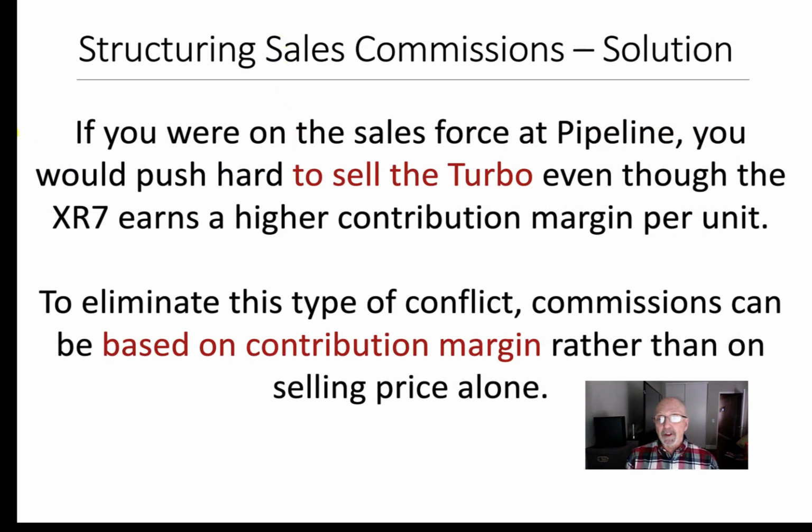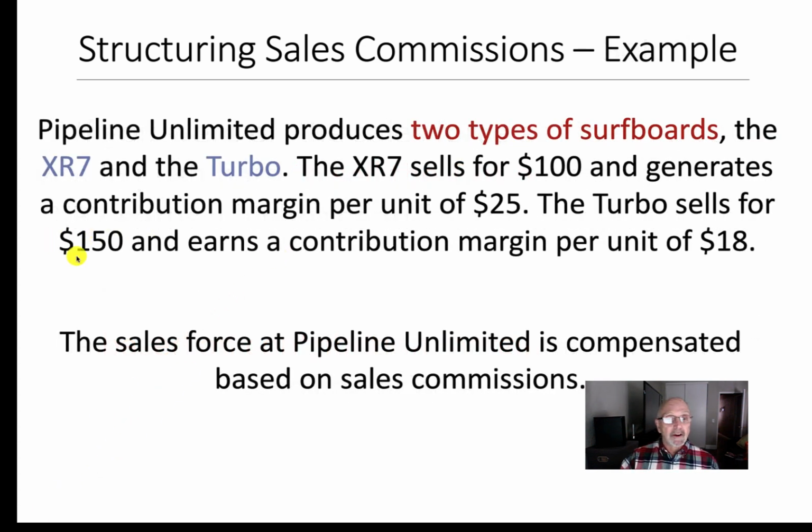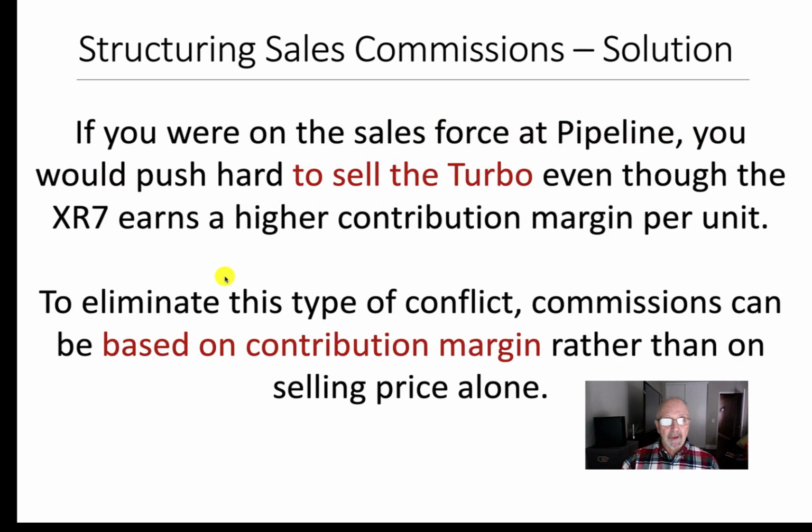So if you're on the sales force, you're going to push the Turbo. Why? Because the Turbo sells more, $150, so my commission is higher. But what's better for the company? The better for the company is the XR7 because it has a $25 contribution margin as opposed to 18 for the Turbo. To eliminate this type of conflict, commissions can be based on contribution margin rather than on selling price alone.